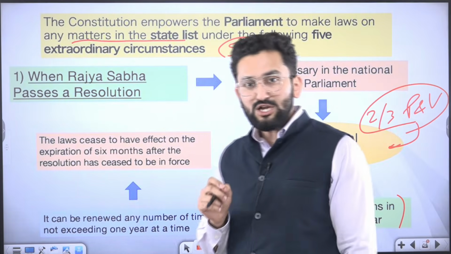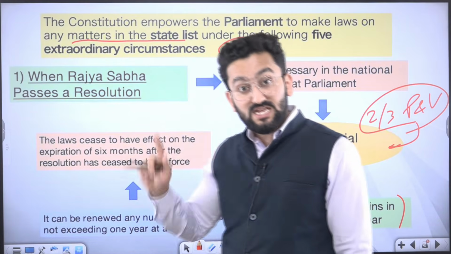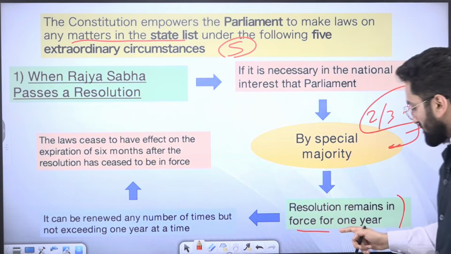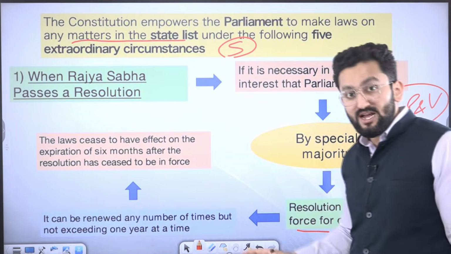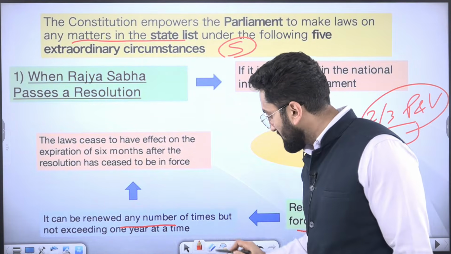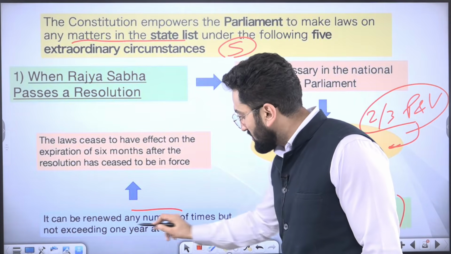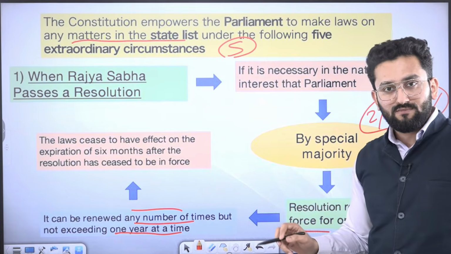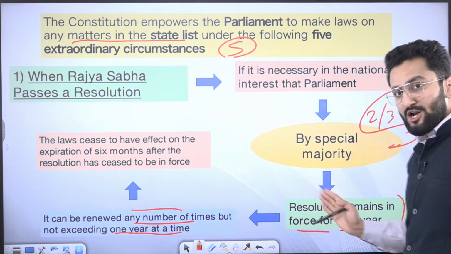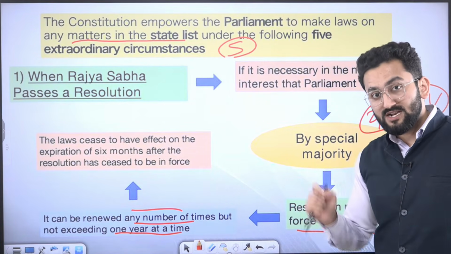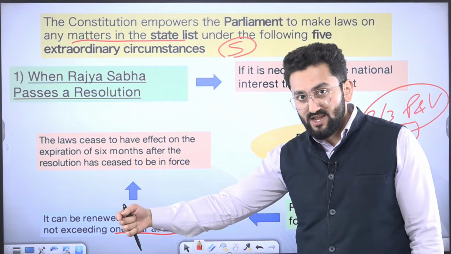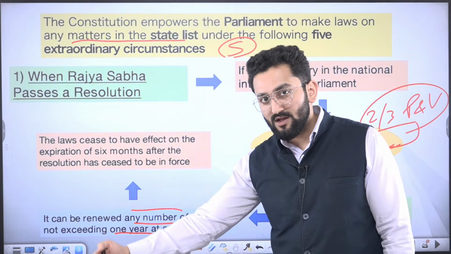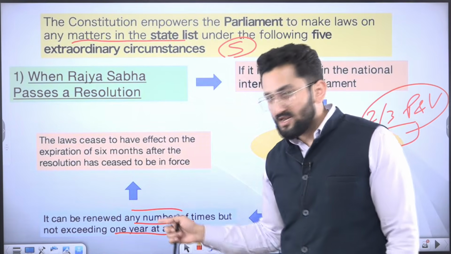It means any law which is made in this regard, means which is made on a matter mentioned in the state list, will be in force for at least 1 year. But it can be renewed any number of times. Please remember, any number of times. UPSC plays on these things. But it should not exceed 1 year at a time. For example, if you have made a law based on a matter mentioned in the state subject, then it will apply for 1 year. After 1 year, you have to bring this resolution again and then extend it for another 1 year. And you can do this process any number of times.